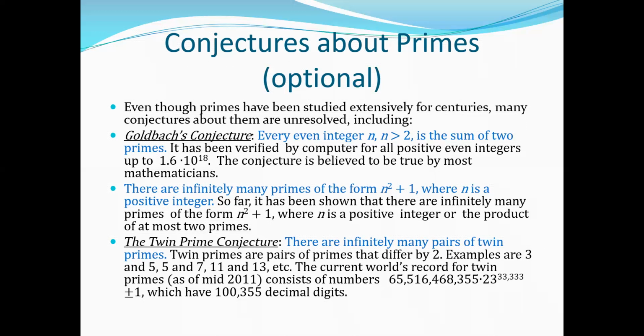Okay, and also we have a conjecture that we call the twin prime conjecture. There are infinitely many pairs of twin primes. So what do you mean by twin primes? Twin primes are pairs of primes that differ by 2. For example, 3 and 5, 5 and 7, 11 and 13. So the only difference between these two primes is 2. Okay, so that's the twin prime conjecture. So again, we have the Goldbach conjecture, the twin prime conjecture, and lots of primes follow the form n squared plus 1.